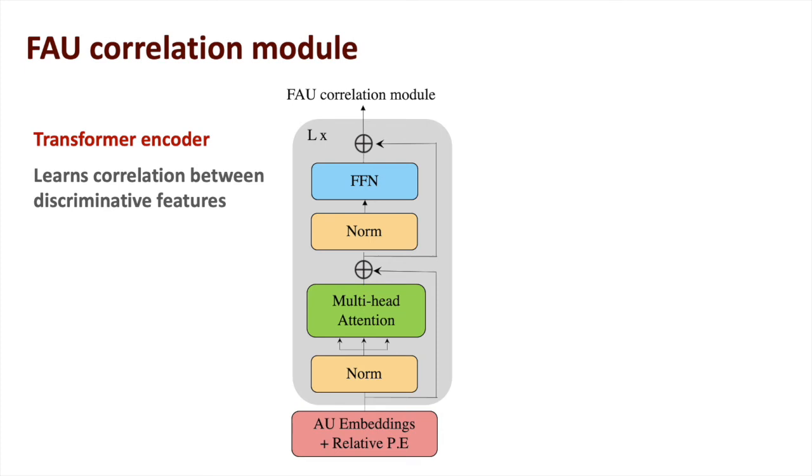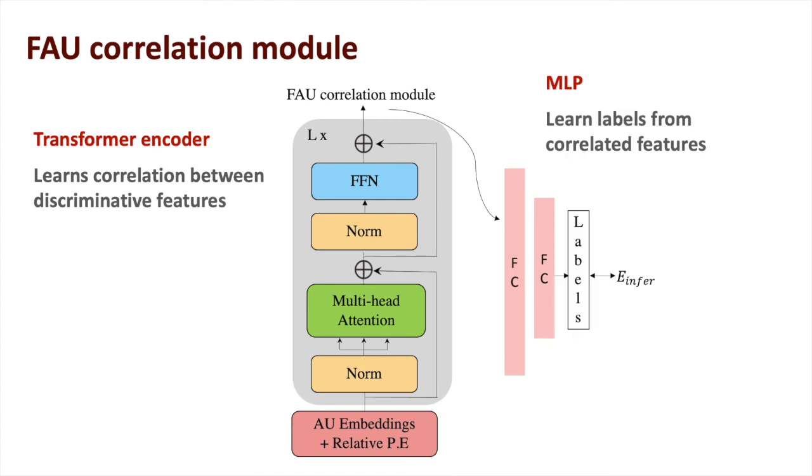The AU correlation module leverages the information of correlations between the FAUs. The module consists of layers of transformer encoder. The discriminative features are fed to the transformer encoder along with the positional encoding. The multi-head attention computes self-attention, which estimates the importance of one FAU with respect to the other in each facial expression. The correlated features are now passed through an MLP consisting of fully connected layers, thus learning labels from the correlated and distinctive features. The loss function again is a combination of cross-entropy loss and Tversky loss.